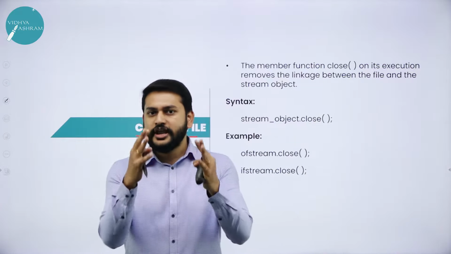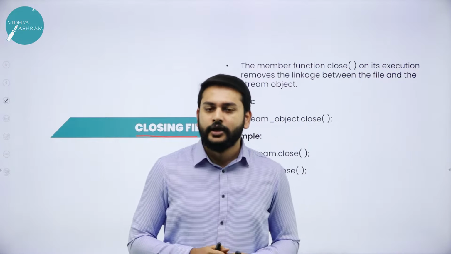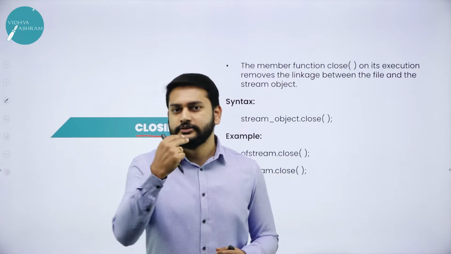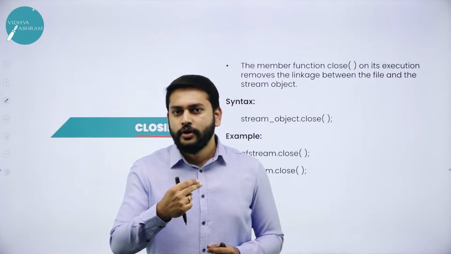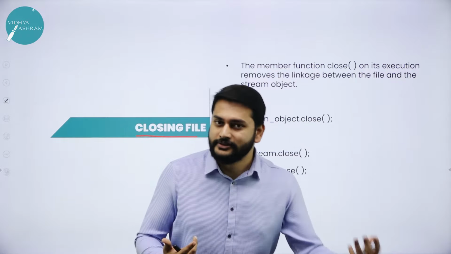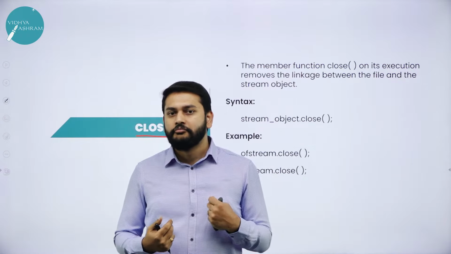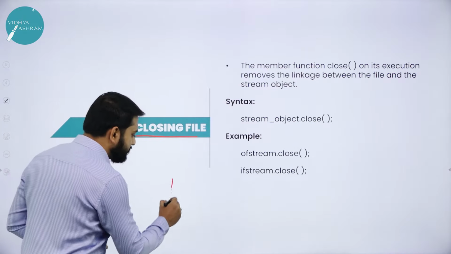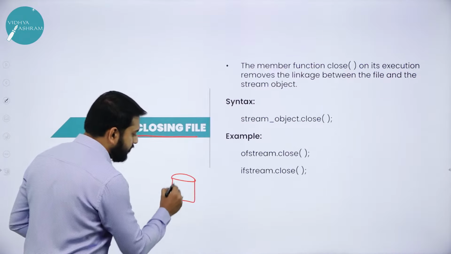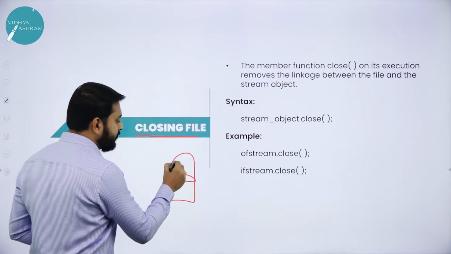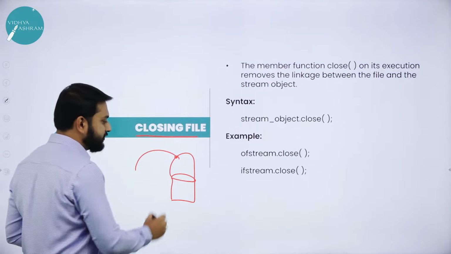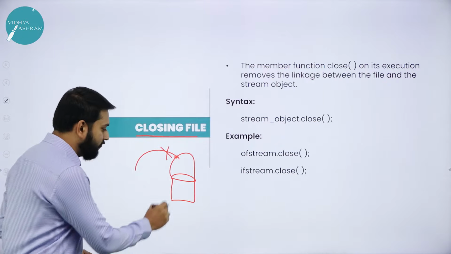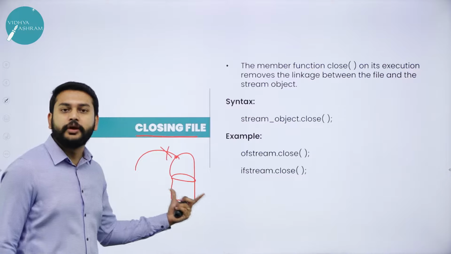Guys, you're trying to imagine, right? Suppose I cut the rope, what will happen? Can I get the bucket back? No, right? So please come back. Imagine this is my bucket. This is the handle of the bucket and I have tied a rope to it. If I just cut this rope, what will happen? I will not have any link to this bucket, right?